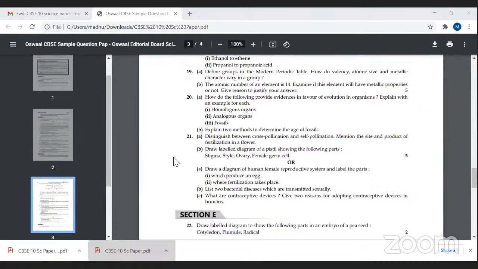Can you imagine where the production of the egg happens in the human female reproductive system? Can anybody answer that question? Ovary. Yeah, correct. So here we need to draw the diagram of the ovary and the whole female reproductive system, including the uterus, the vaginal part and the fallopian tube. And can anybody answer where the fertilization takes place?